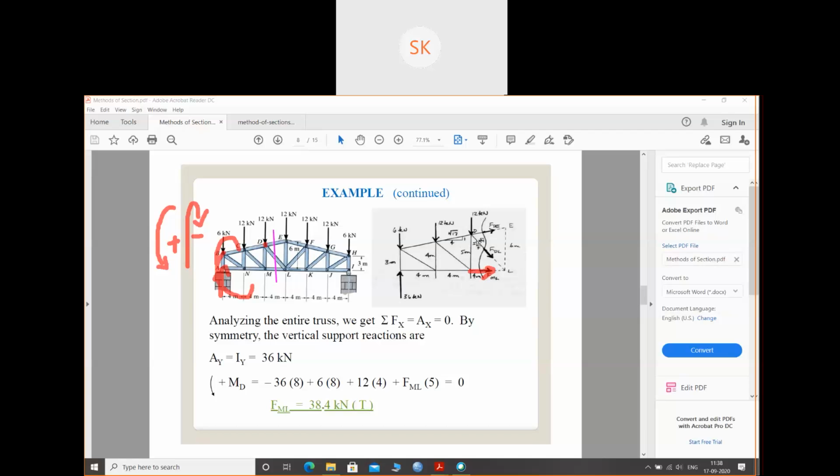So force into this direction, that means it will come in this direction. So this is positive. So plus FML into 5. When you solve this, you'll get this answer.